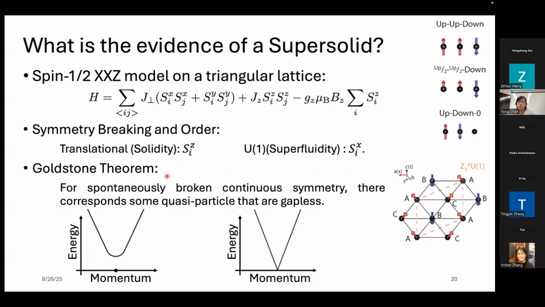And for the inelastic neutron scattering, we will rely on the Goldstone theorem, which says that for a spontaneously broken continuous symmetry, there corresponds a gapless quasi-particle, which means that you'll have a gapless mode if you break the continuous symmetry. In this model, the only continuous symmetry that can be broken is the U1 spin rotational symmetry. So what we are essentially looking for in the inelastic neutron scattering spectrum, as evidence of the U1 spin rotational symmetry breaking, is a gapless signal like this.